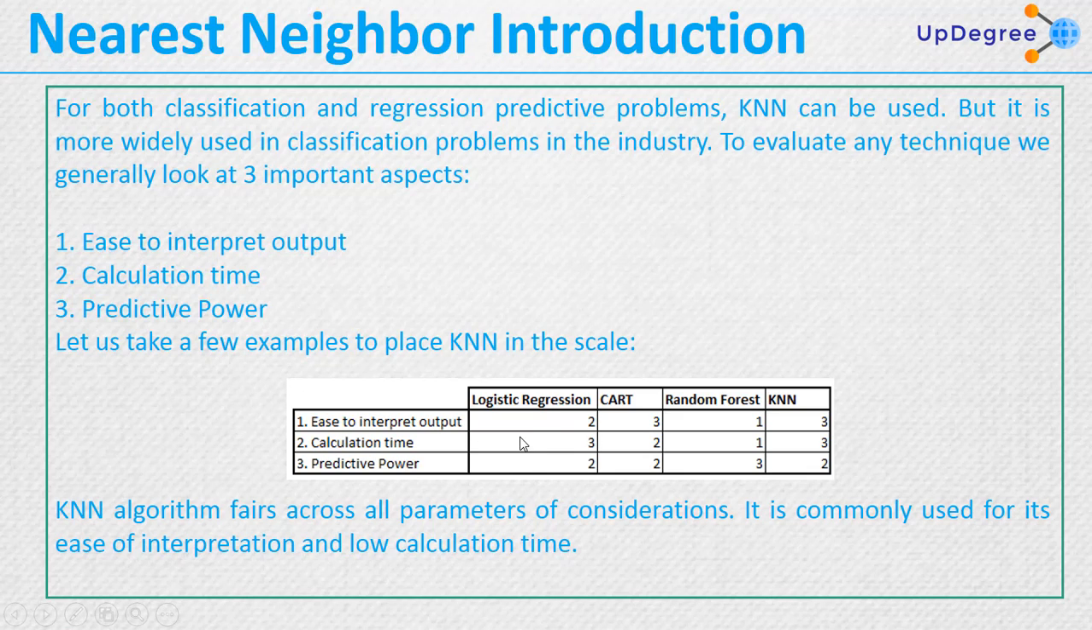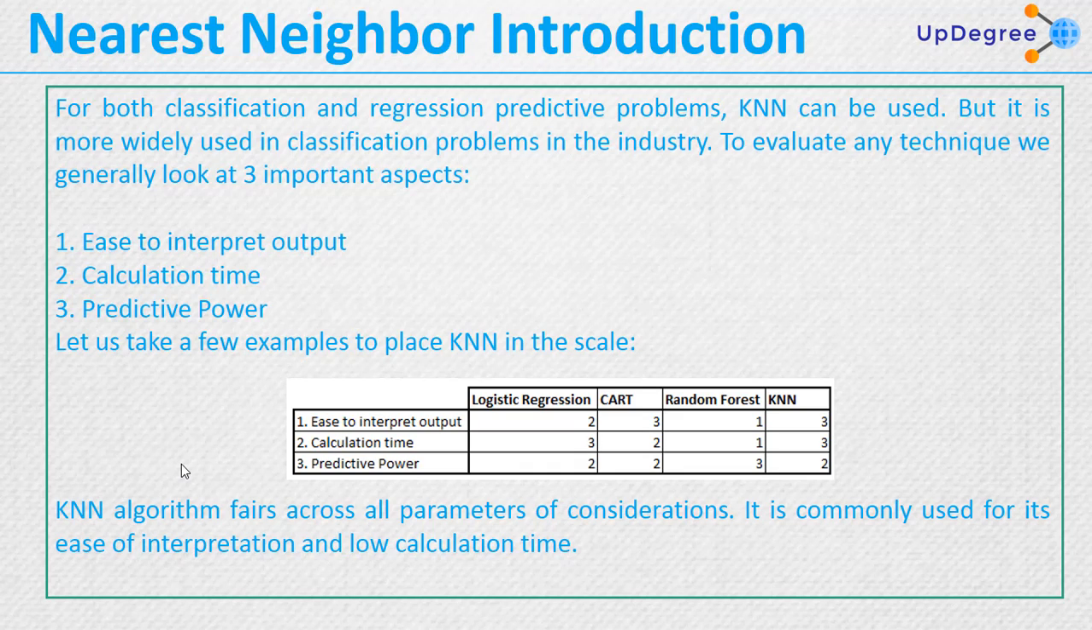So here we have taken logistic regression, CART, that is classification and regression trees, random forest and also KNN. If you consider ease of interpreting output, you can see how the scoring has been made for calculation time and for predictive power. The KNN algorithm fares well across all the parameters under consideration, and it is commonly used for its ease of interpretation and low calculation time.